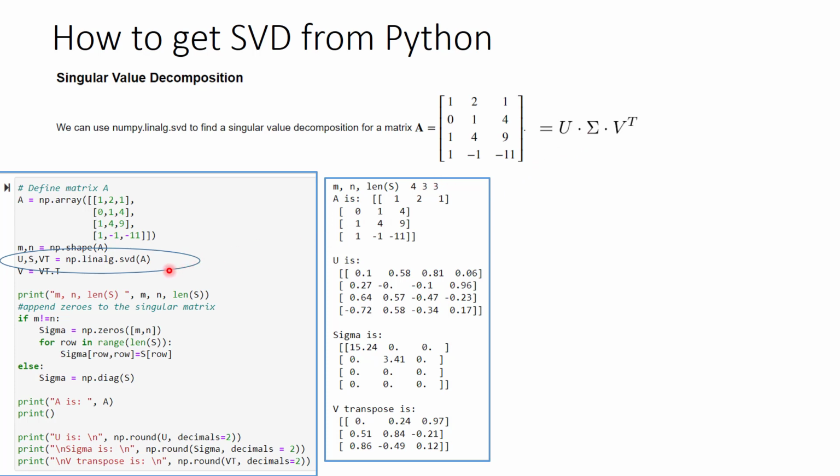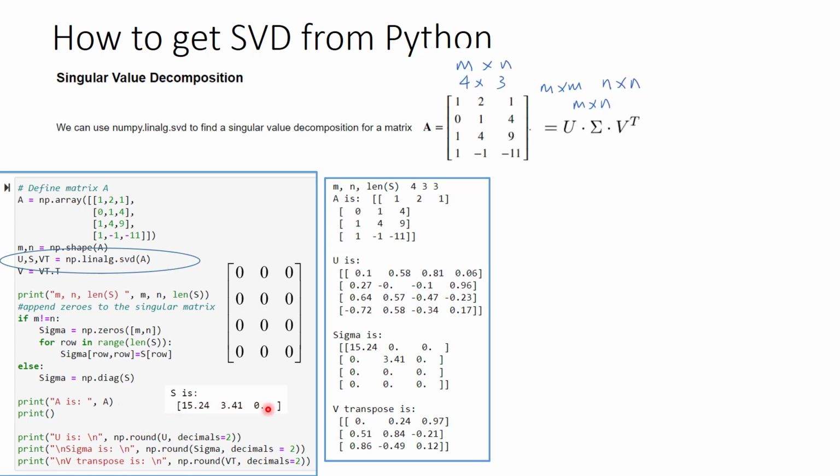Now, the S, which is the singular matrix here, which contains the singular values, the SVD function from Python returns us a 1 by 3 matrix because there are three eigenvalues and hence there are three singular values. But what we really need is a sigma of size 4 by 3. A is 4 by 3. The sigma must be 4 by 3 as well. We need to convert this 1 by 3 matrix into 4 by 3.